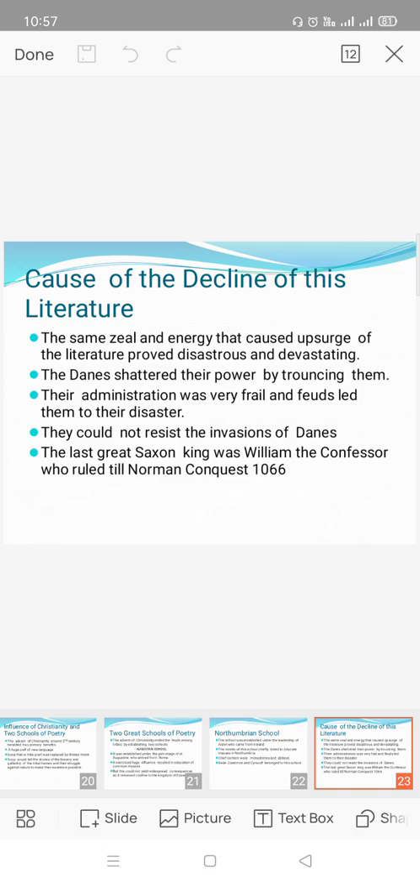Causes of the decline of this literature: the same zeal and vigor that caused the upsurge of the literature proved disastrous and devastating for it. The Danes shattered their power by trouncing them, because they attacked them and snatched powers from them. The administration was very frail, and the feuds led them to their disaster, because they were involved in feuds and wars among the tribes and the clans. That is why they could not resist the external aggression, and this led to that disaster.